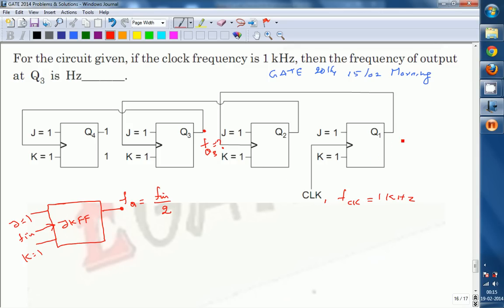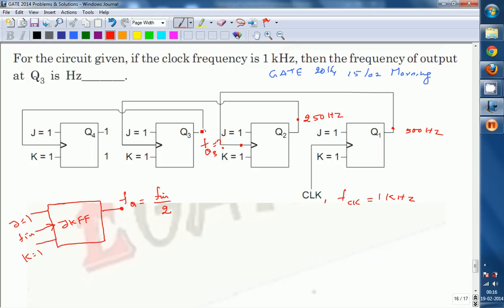Now look at Q1. The frequency of Q1 is half of the input frequency. Half of 1 kilohertz is 500 hertz. This 500 hertz is the input for Q2, since it is connected to the input of Q2, so the clock frequency for Q2 is 500 hertz. Since J is equal to 1 and K is equal to 1, the output will be 250 hertz, and 250 hertz is the input clock for Q3.